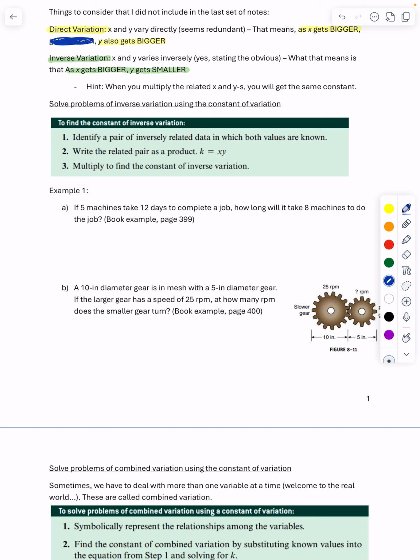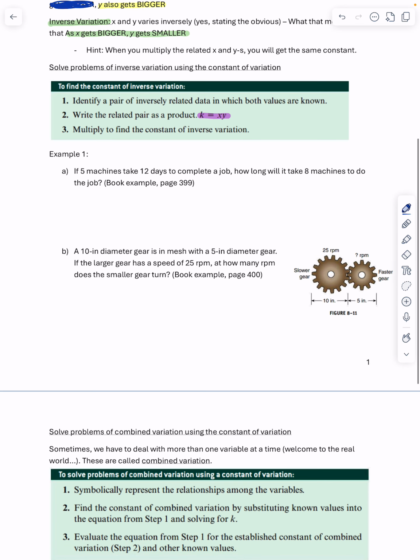Here's what we want to remember when we talk about inverse variation. Our constant of variation, that k, we get from multiplying the corresponding x's and y's together. So for example A, I've got machines and I've got days, and it doesn't really matter what I call x and what I call y. 5 machines, 8 machines, 12 days. How many days?